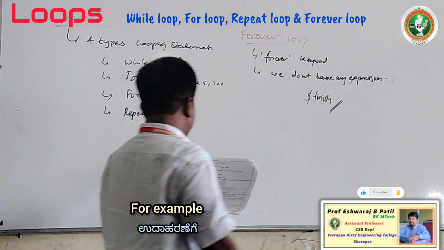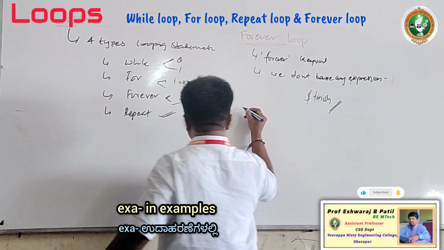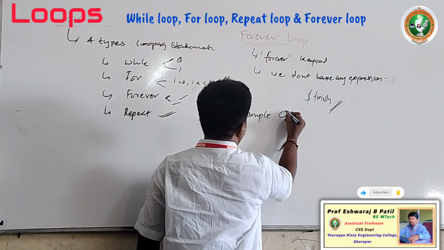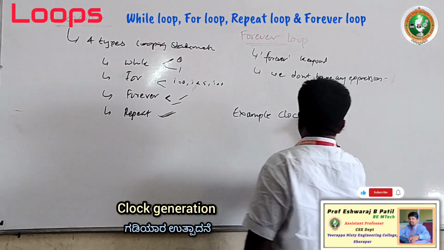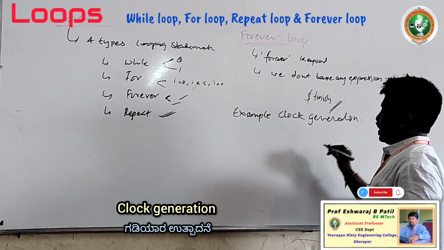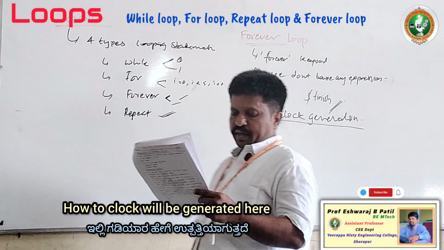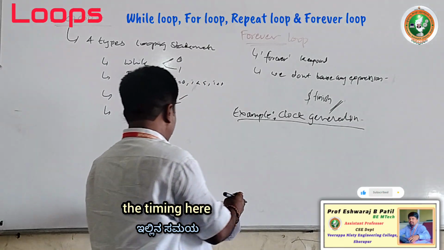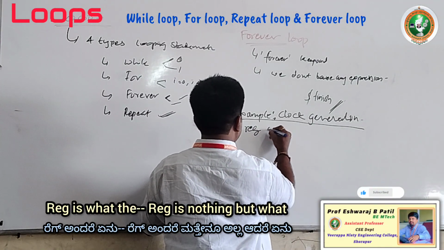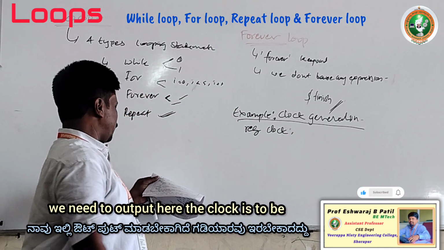Okay, for example, this is what the examination asks in examples. Example is clock generation. How will the clock be generated here, the timing here. Reg is nothing but the output we are getting. We need the output here, the clock.